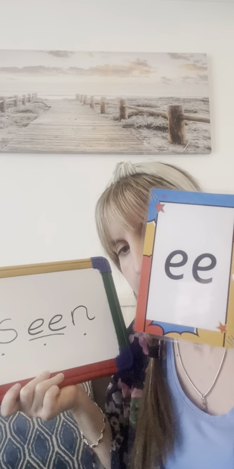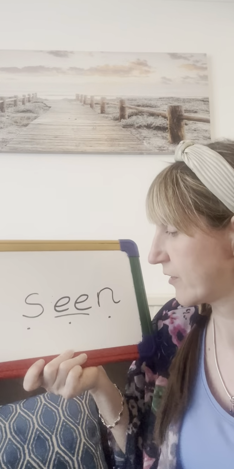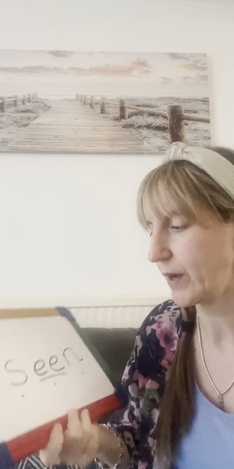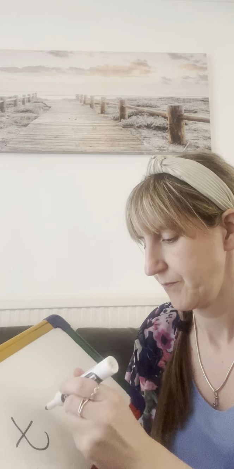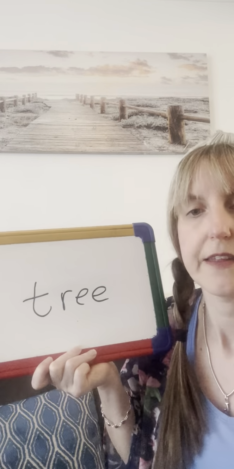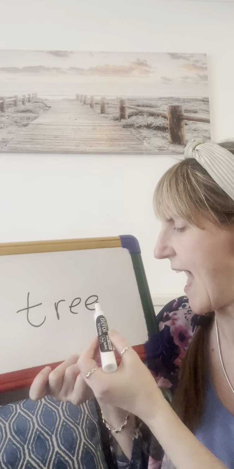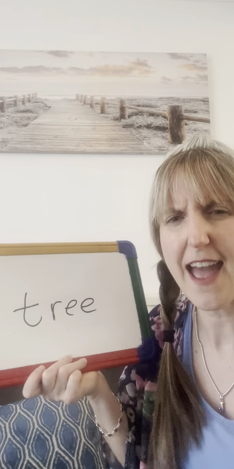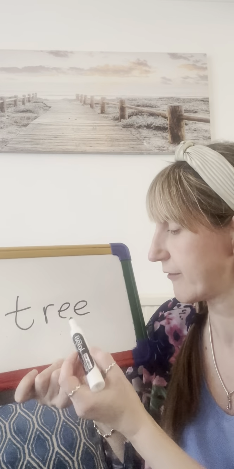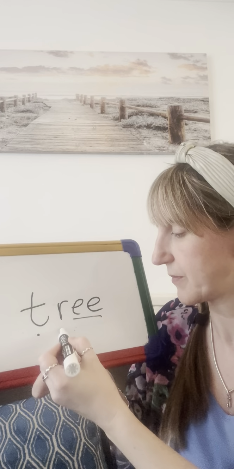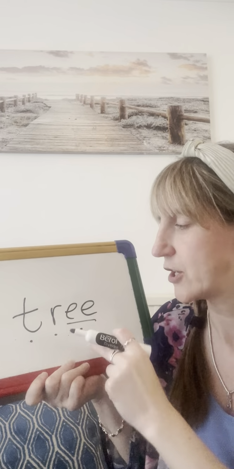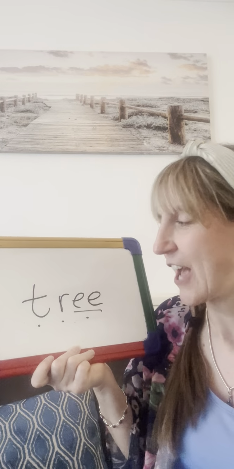Because we can show this and they'll say ee, but sometimes when we show it in a word, it doesn't always happen. So maybe I'll write this word. And they might look at it and think, t-r-e-e. And you say, can you see the digraph? ee. Now it's two letters that make one sound. Now you can help them sound it out. T, r, ee, tree.